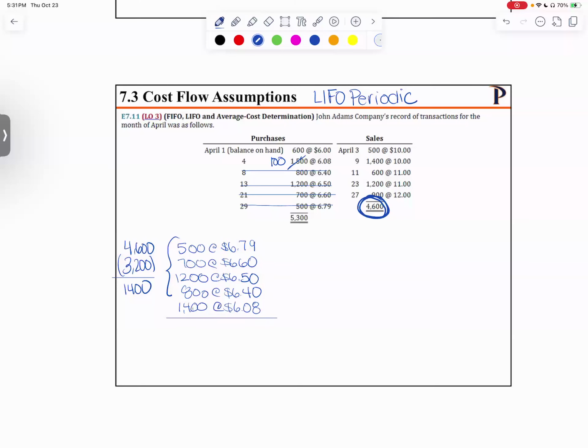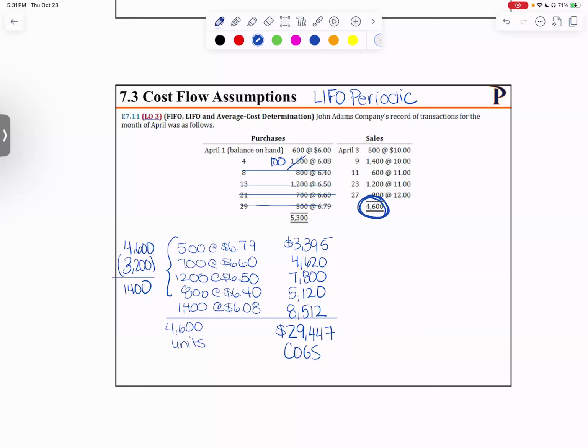If we add all of those up, we'll get 4,600 units. And we can multiply out each unit times its unit cost. So we'll have 3,395 in our first, 4,620, 7,800, 5,120, and then 8,512. If we add up the cost of each of those sets of purchases, we'll get a total cost of goods sold of 29,447. So this is, again, our cost of goods sold.